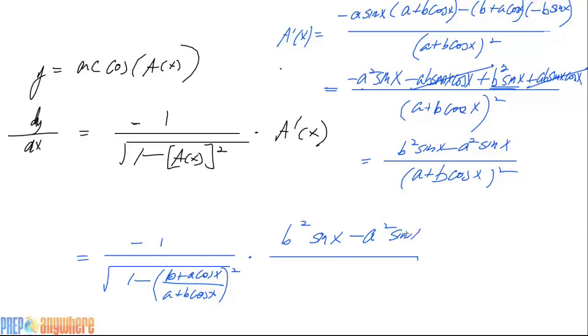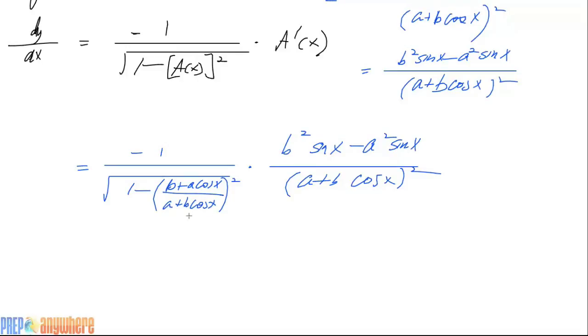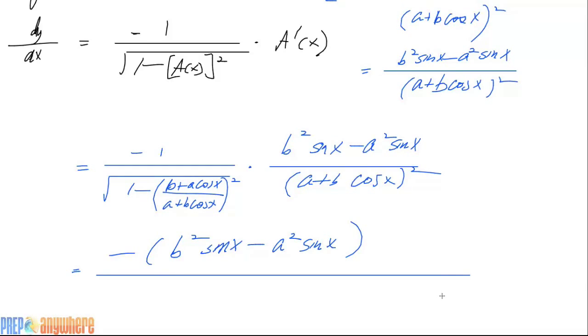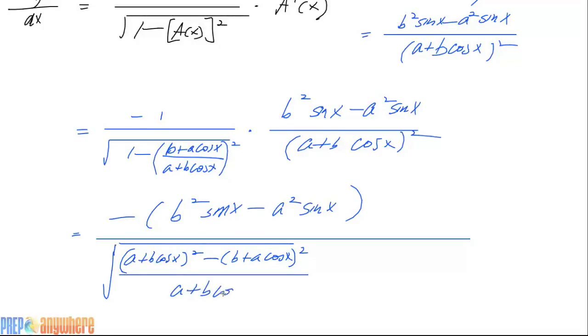Okay, this looks pretty ugly still, right? So there's got to be some things we can do to make this a bit nicer. Do you see this thing at the bottom? Let me multiply the tops together and I get this. Yeah, this does take some extra effort. The bottom, if I actually add, I get the square root of a plus b cosine of x squared minus b plus a cosine of x squared, and the entire bottom is a plus b cosine of x squared. So I square the top and bottom separately, and I'm subtracting it from 1.